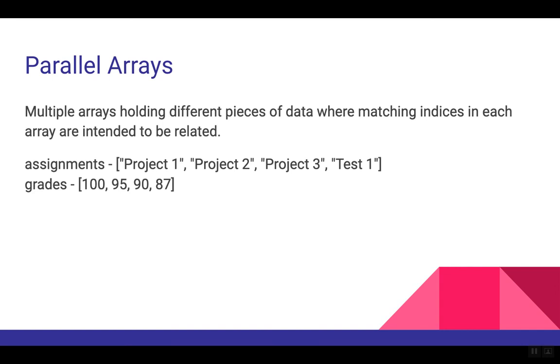If I say these are parallel arrays, then you know that assignments at 2 and grades at 2 are related data. So assignments at 2 has the value of project 3. And grades at 2 has the value of 90. So we can infer that the grade for project 3 was a 90. Okay? So we use these parallel arrays or parallel lists to say that the index in each array is related to the matching index in the other arrays.